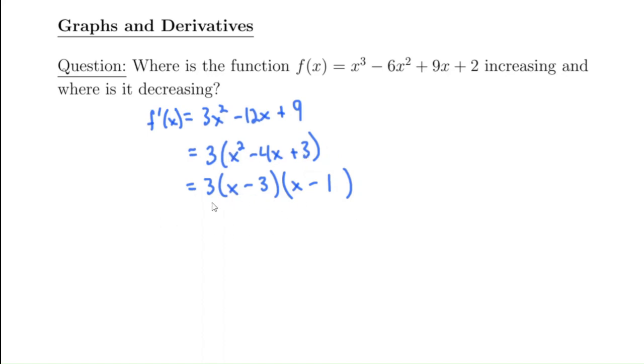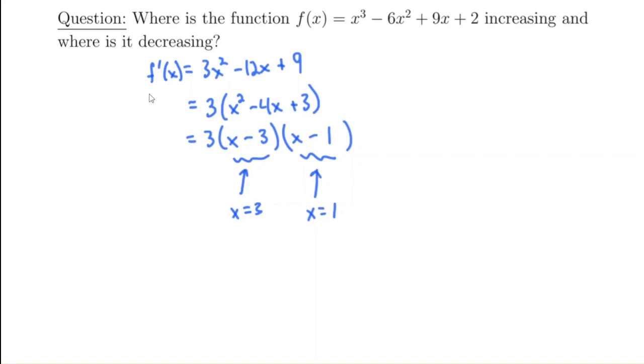So what are the zeros of this? Well, what numbers make this 0? Notice, because of this factor here, we have x equals 3 is a 0. And this one here, we have x equals 1 is a 0. So 3 and 1 are the zeros of f prime.